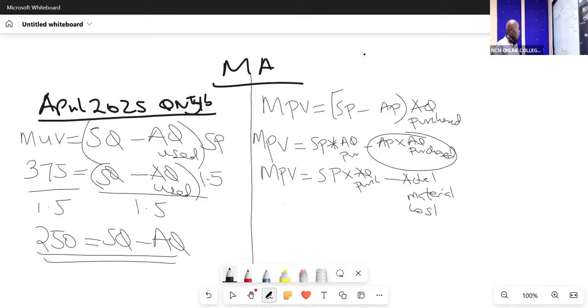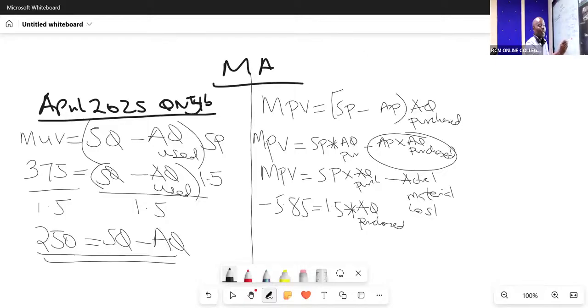Ladies and gentlemen, do I have my material price variance in the question? How much do we have there? 585, adverse or negative, isn't it? So minus 585 equals SP. I know the value of SP. You gave me this as 1.5, times actual quantity purchased, which I do not know. I can't get it, so I'll simply leave this as AQ purchased.